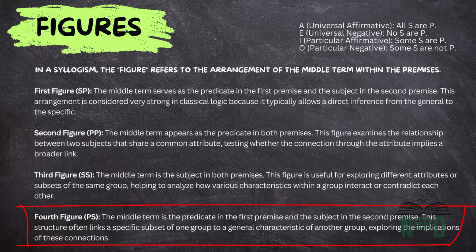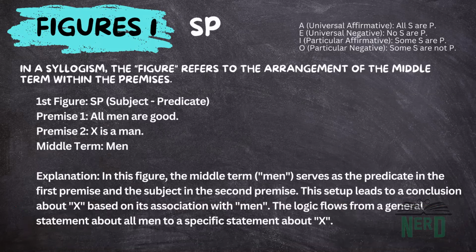Fourth figure, which is PS, the middle term is the predicate in the first premise and the subject in the second premise. This structure often links a specific subset of one group to a general characteristic of another group, exploring the implications of these connections. Let's understand them with the example.